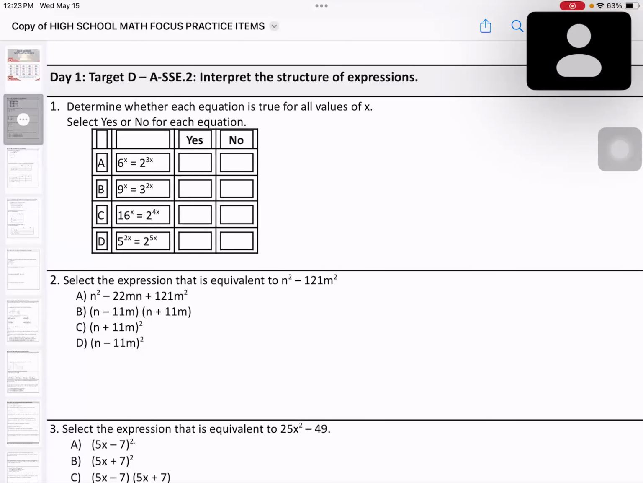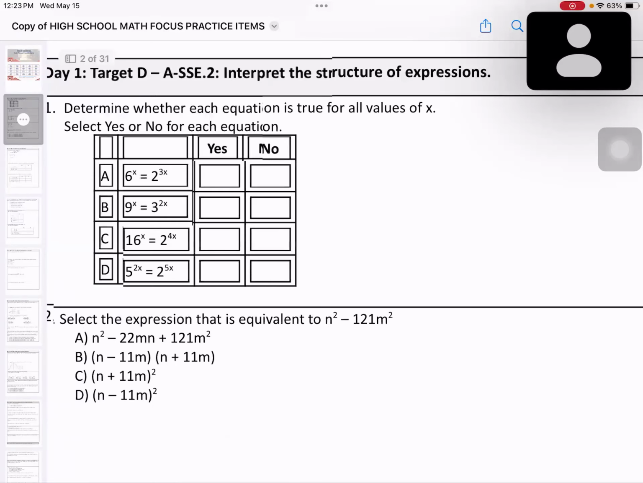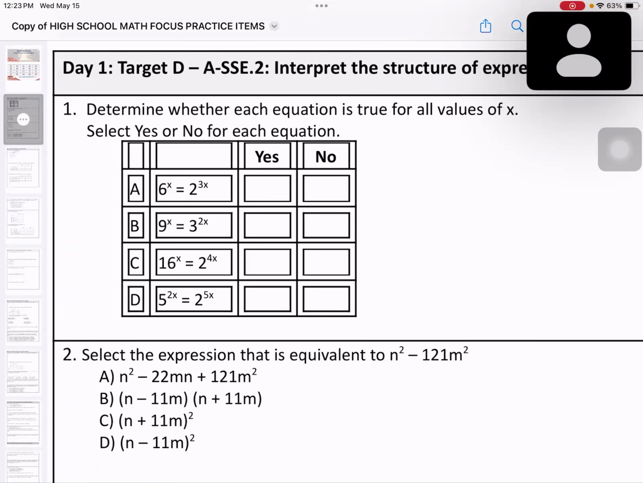Okay, I'm recording it, so let's do a review for the SBAC. Question 1: determine whether each equation is true for all values of x. Can someone tell me what it means? See, right on the first question, the way they're asking is not the way that we usually use in every lesson. What does it mean when the equation is true for all values of x?